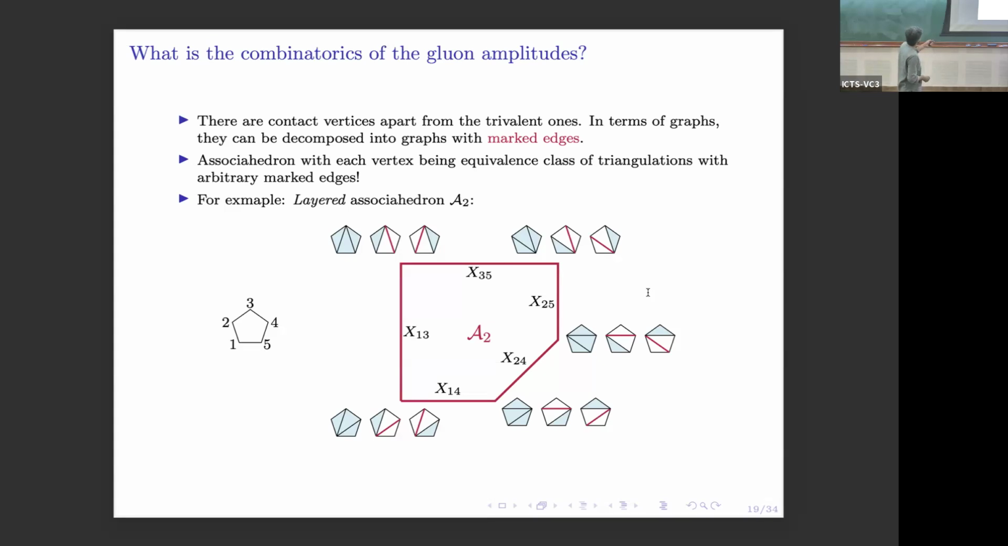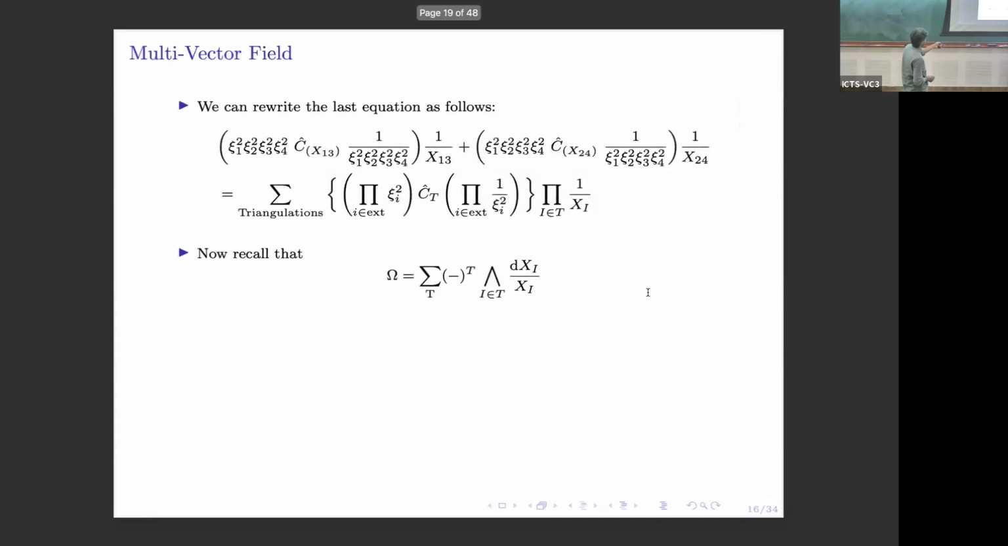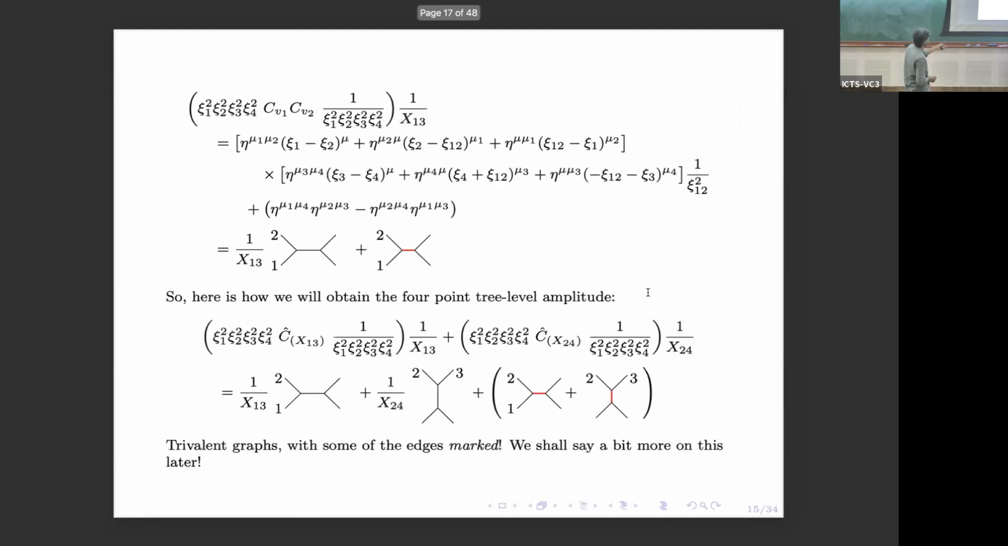Yeah, so what is the combinatorics of gluon amplitude? I will say that you have the usual graphs, but now you have things with marked edges, okay? And I am just calling these things marked edges. This is a marked edge, this is a marked edge, and so on.